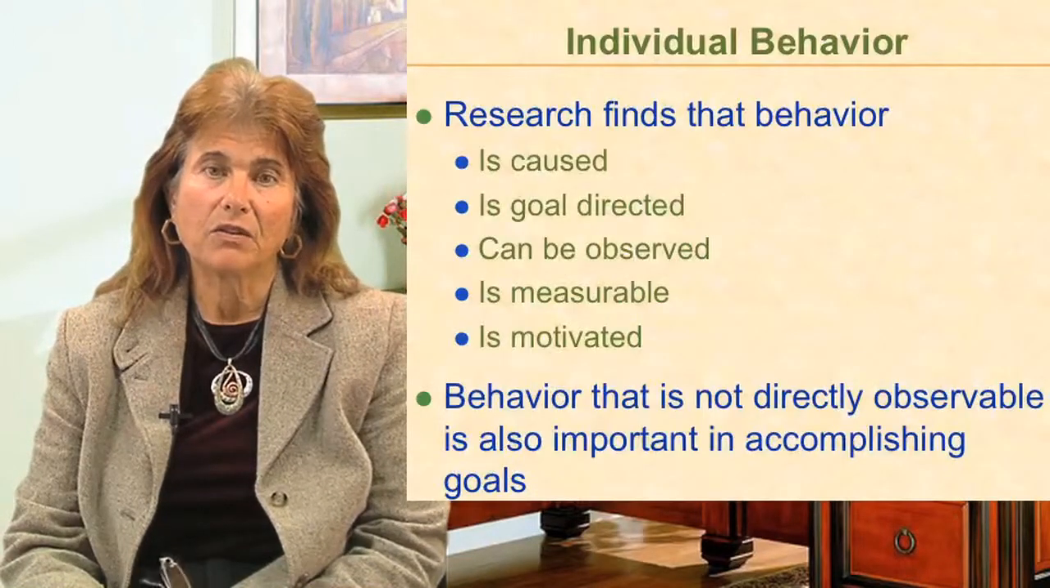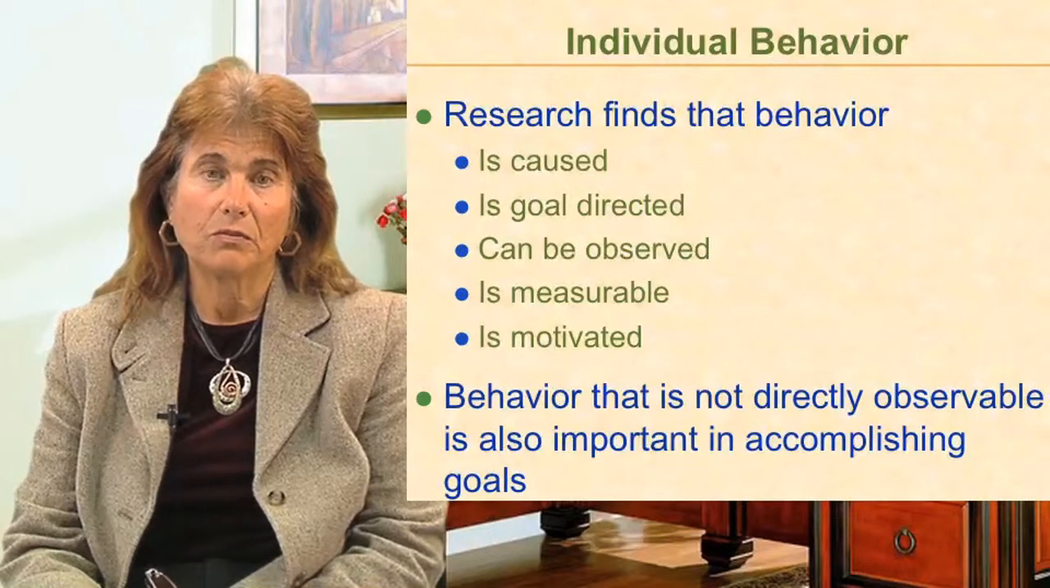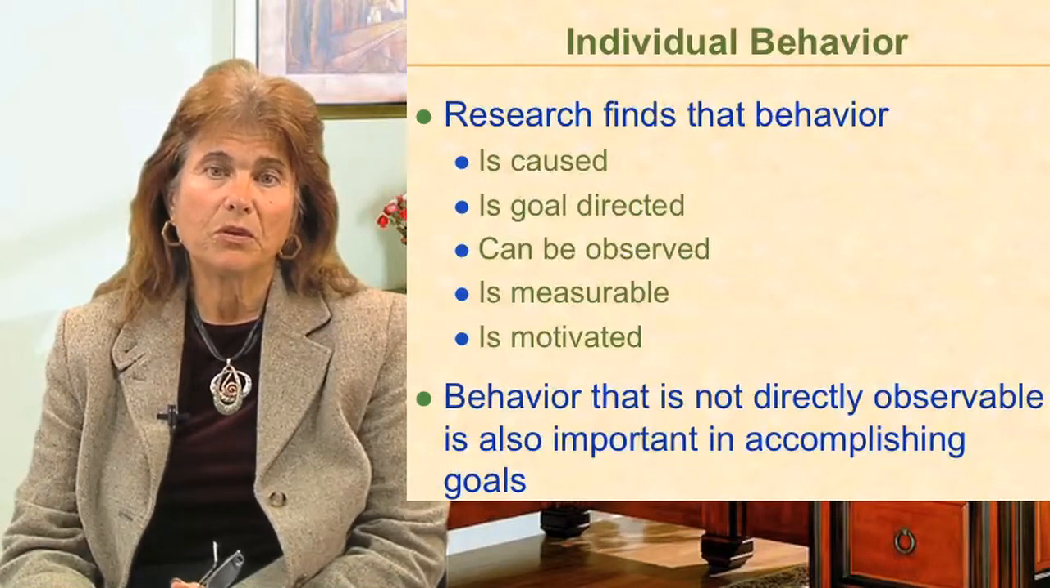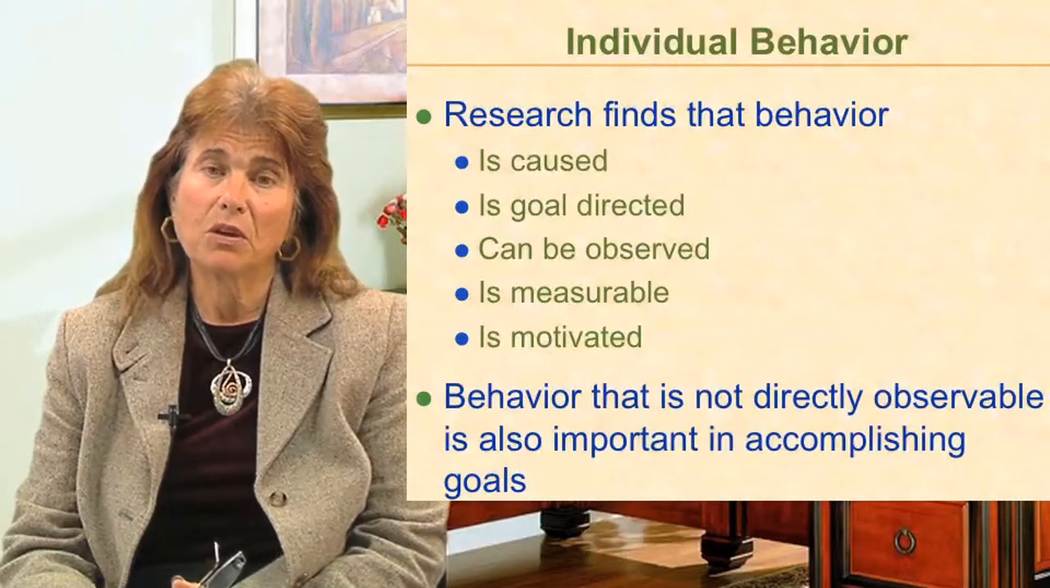When we do research on individual behavior, we find out what causes it. We find in research on behavior that people tend to be goal-oriented. We want to be able to observe what people do in their behavior. We want to be able to measure it, and we want to know how we can motivate people. When things aren't directly observable, it's a lot more difficult to help people accomplish goals that they've defined for themselves.